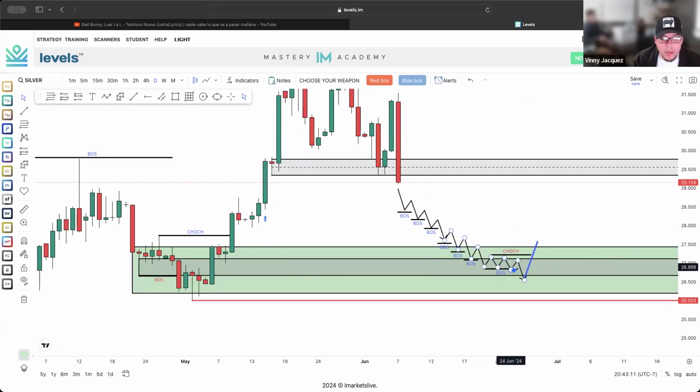Who wants to help me draw up this setup right here? I'm looking at an inverted head and shoulders. We got the BOS. We got the change of character. Where is my stop loss, guys, for this setup exactly? Where's my stop loss? Linda, where is my stop loss?